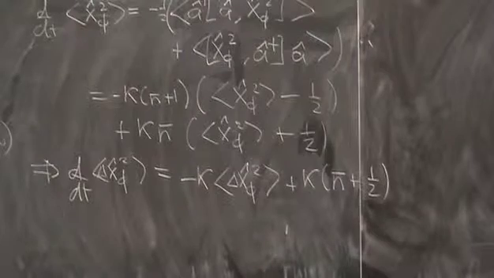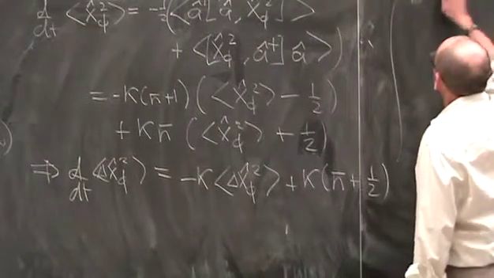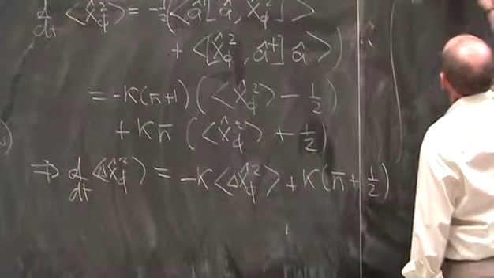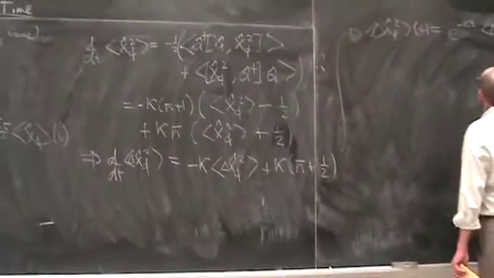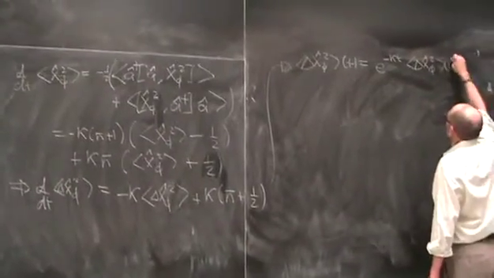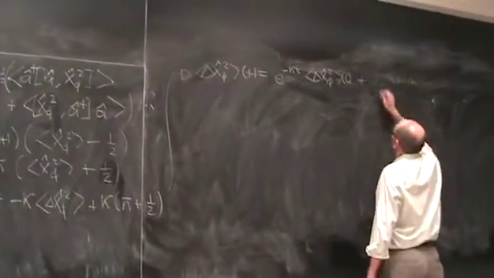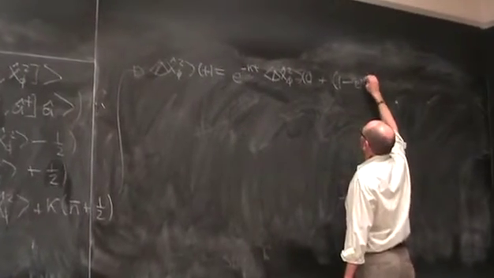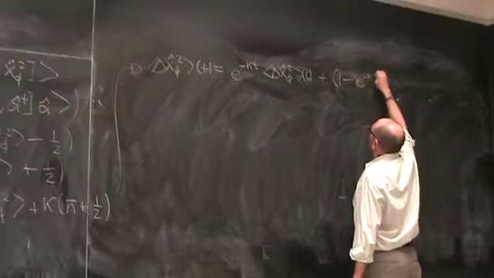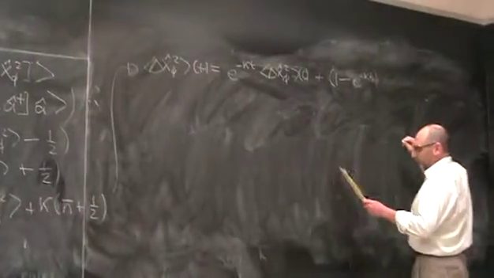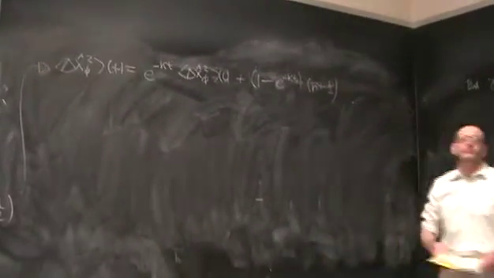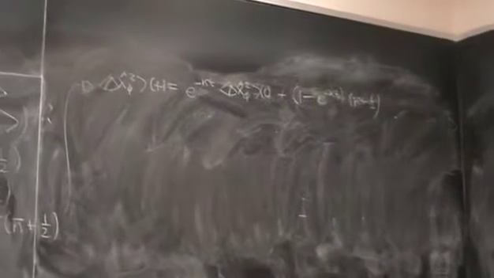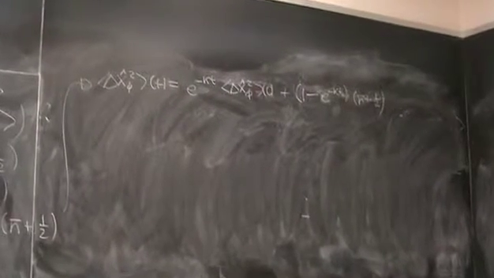So now we can solve that. It tells me that the fluctuations in a quadrature evolve such that the initial fluctuations decay, and then in steady state my fluctuations are n bar plus 1/2. That is the solution to that differential equation.